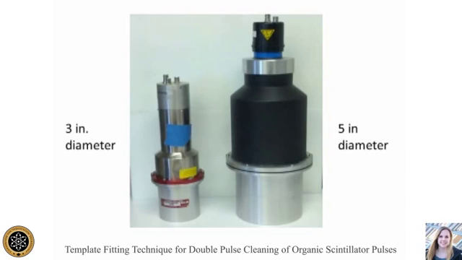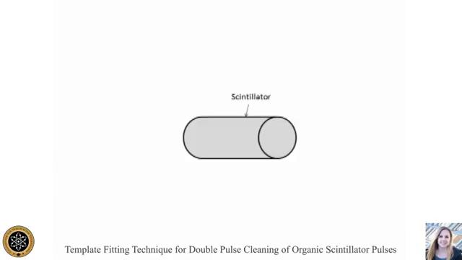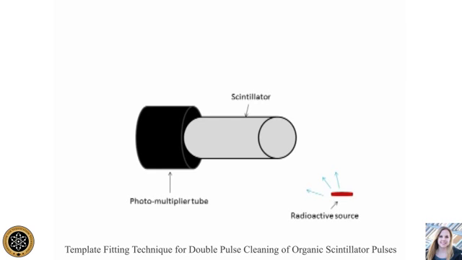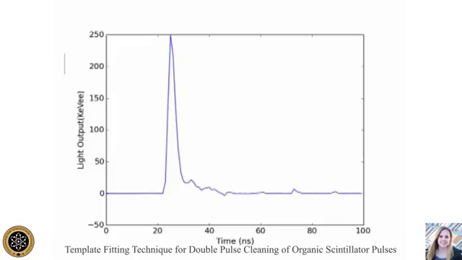Organic liquid scintillators like these can be used to detect various particles that interact with them. The particles come off of a radioactive source and go into the scintillator and interact with the liquid inside, which produces light. The light is then amplified by the photomultiplier tube and turned into digital pulses by the digitizer, which can then be analyzed for information.